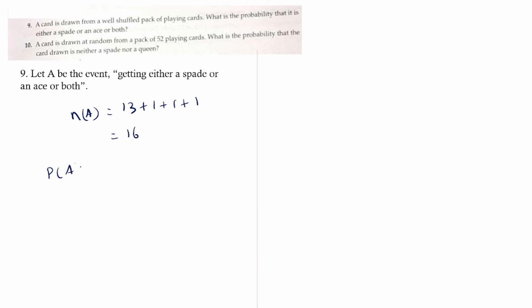So the probability of getting either a spade or an ace or both is equal to 16/52, or 4/13. I have directly used it by finding n of A. We can also use the addition theorem on probability. The next question: a card is drawn at random from a pack of 52 playing cards. What is the probability that the card drawn is neither a spade nor a queen?